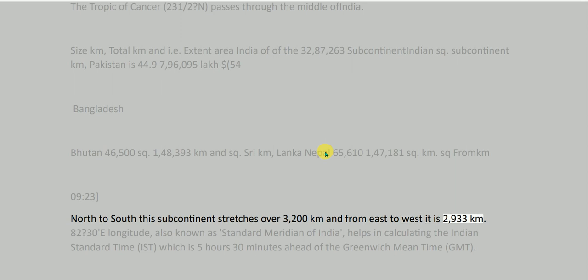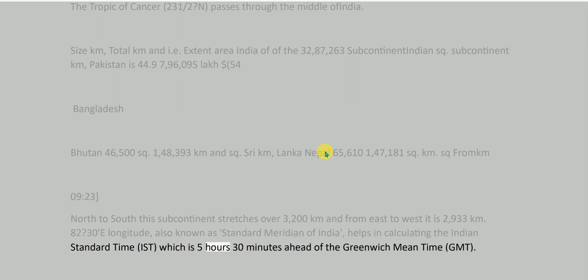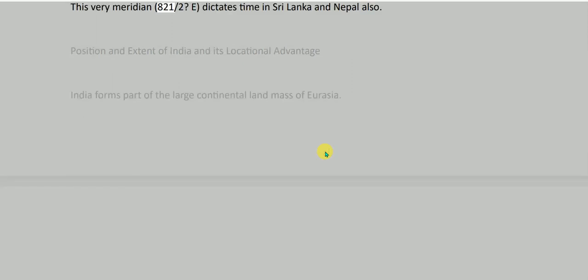The 82.30 E longitude, also known as the Standard Meridian of India, helps in calculating the Indian Standard Time, IST, which is 5 hours 30 minutes ahead of the Greenwich Mean Time, GMT. This very meridian dictates time in Sri Lanka and Nepal also.